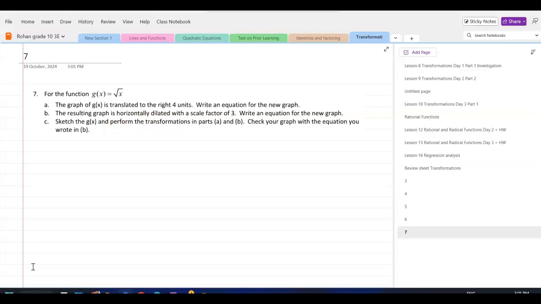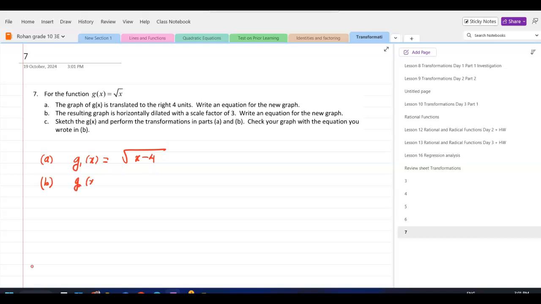G is equal to root x. Part A: g(x) is translated 4 units to the right, minus 4. So g of x is the square root of x minus 4. Then part B: the resulting graph is horizontally dilated. Outside the brackets. Horizontally dilated.